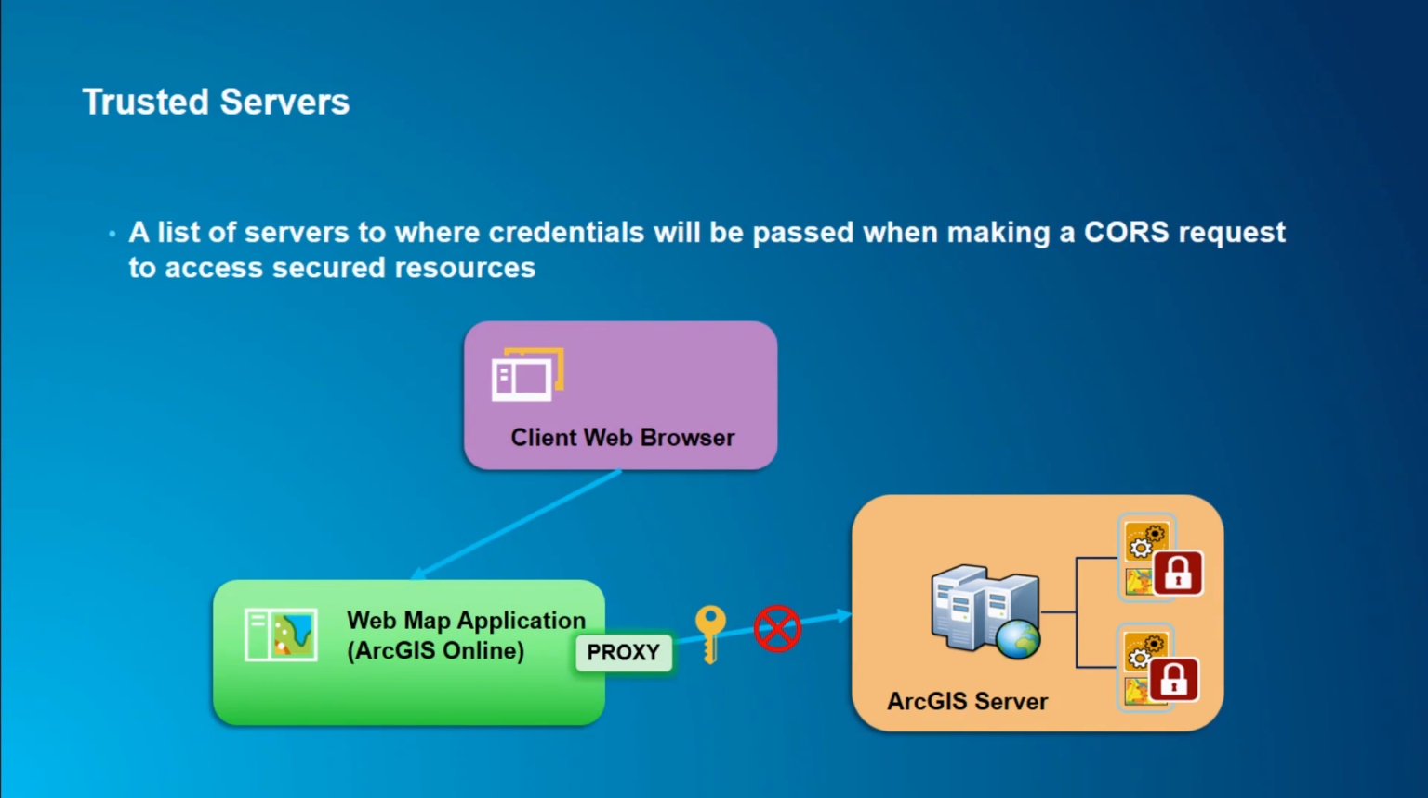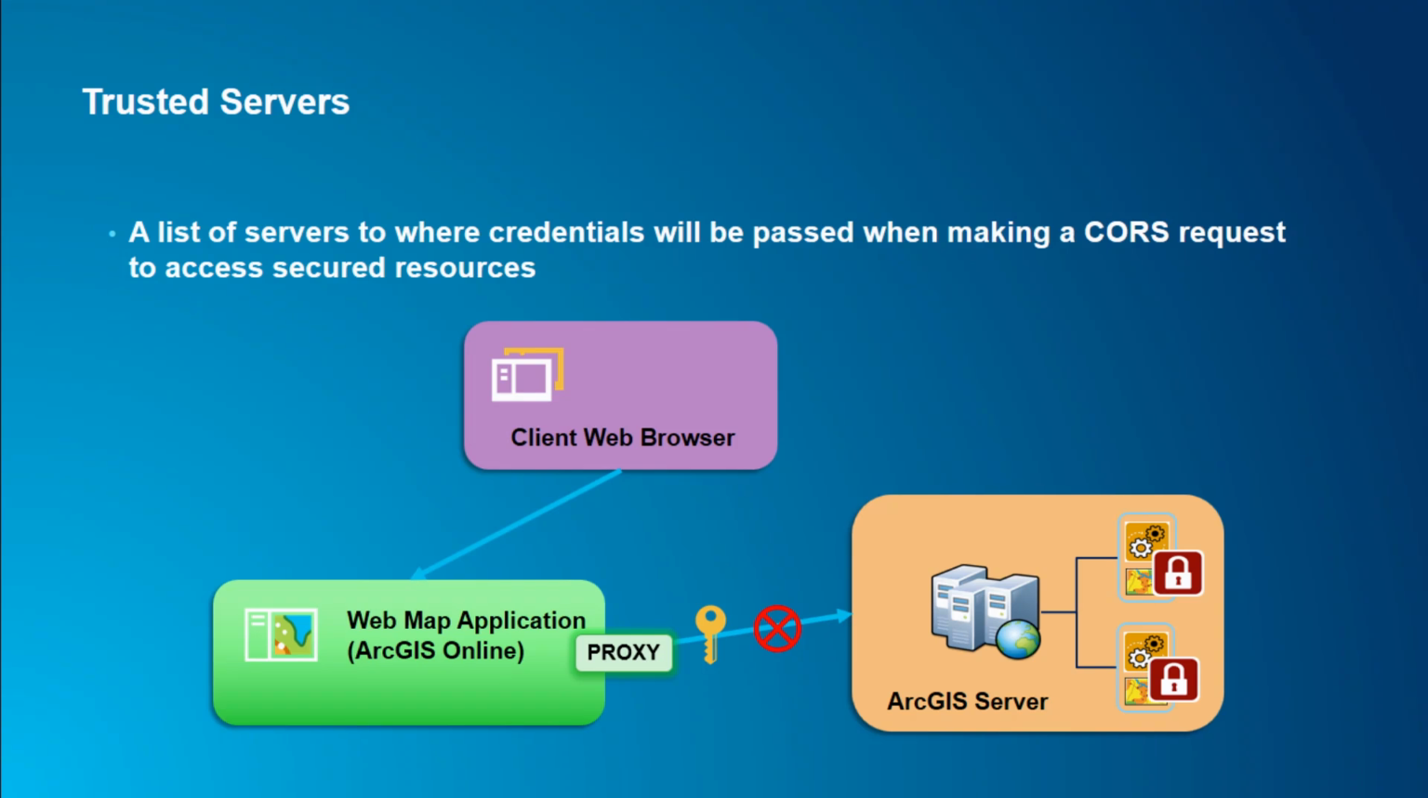Okay. For the trusted servers, I want to demonstrate this, but I just want to talk through it briefly, what's going on. As Andrea mentioned, this comes into play when making a CORS request. In particular, when you're accessing a secured service or a service that's secured with web tier authentication is where this is critical. And that could be from an ArcGIS server service, or in a lot of cases, an OGC service, a secured WMS, WFS, etc.